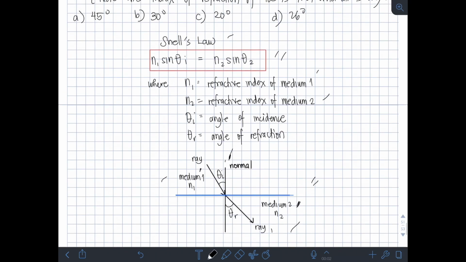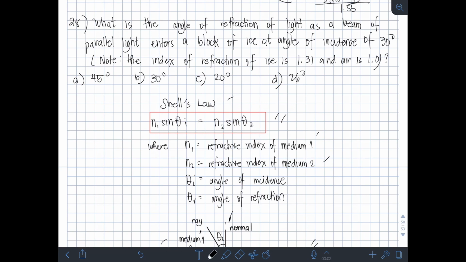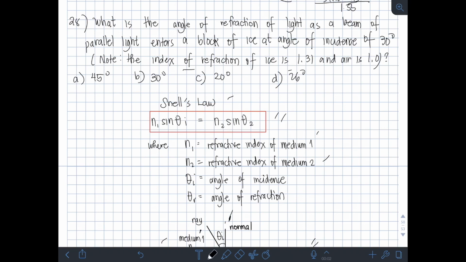So, let's use this formula. We can consider two mediums in this problem. The given indices of refraction are for ice and for air. So, medium 1, let's say n1, is air, and the value of its index of refraction is 1.0. And then medium 2 is ice, so its index of refraction has a value of 1.31. Given the angle of incidence in medium 1 is 30 degrees, theta I is 30 degrees. We are asked to solve for the angle of refraction, theta 2.